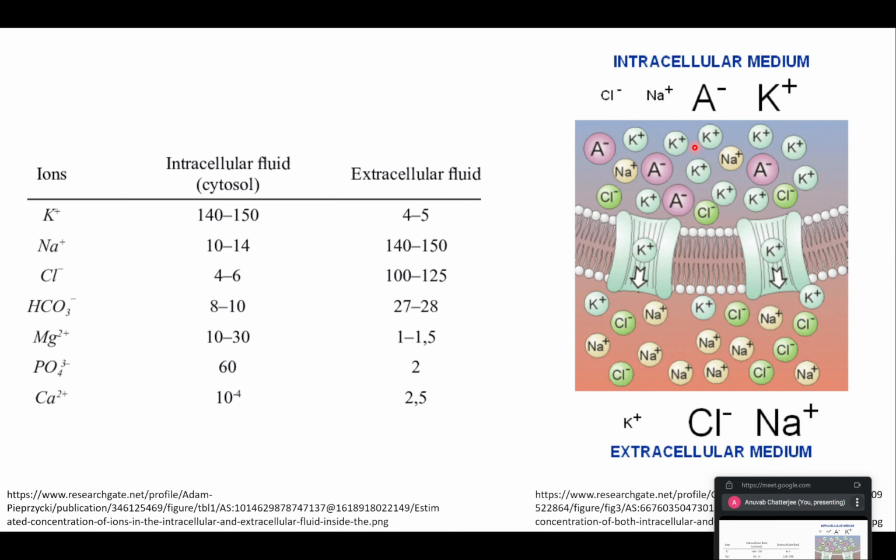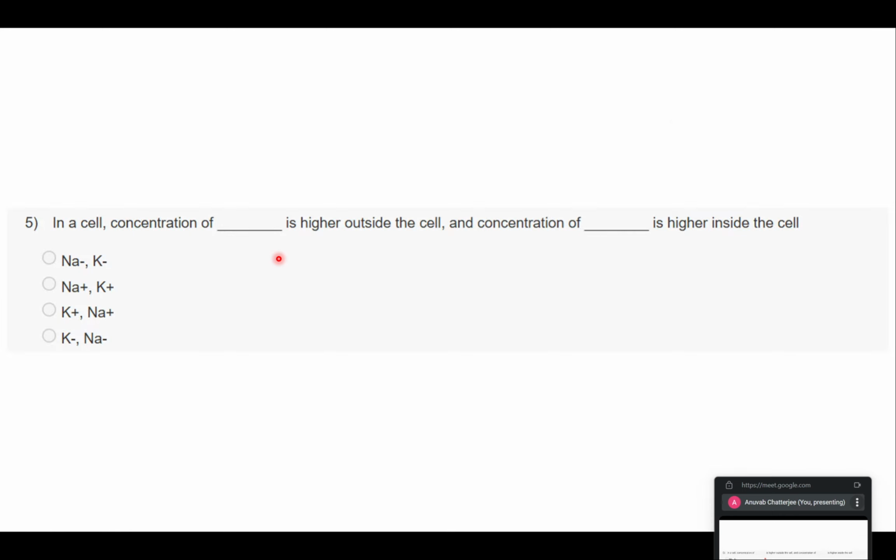So that is a lot of thermodynamics. Essentially, cutting it short, when there is a concentration gradient, everything wants to move from a higher concentration to a lower concentration because of this, and that in turn is caused by electrostatic forces or electropotential gradients or concentration gradients of the chemical nature. So a lot of talk, but after this we go back to a question. In a cell, the concentration of blank is higher outside the cell and the concentration of blank is higher inside the cell. So the answer is sodium and potassium.